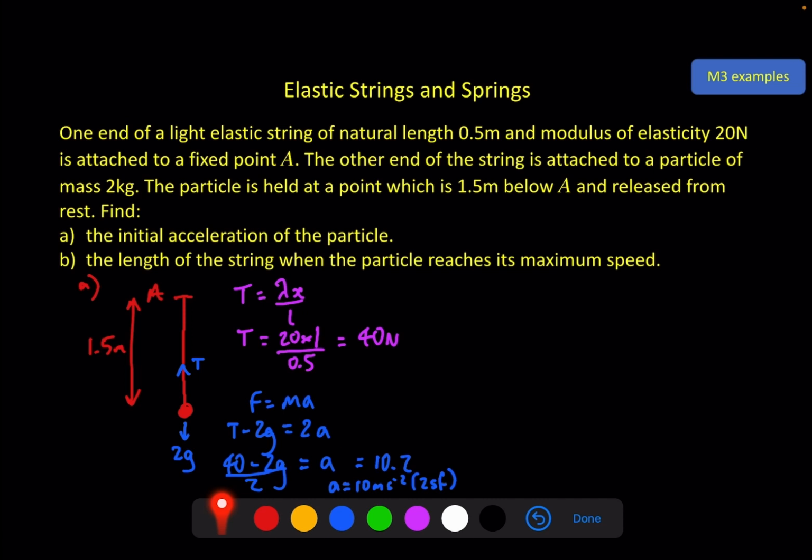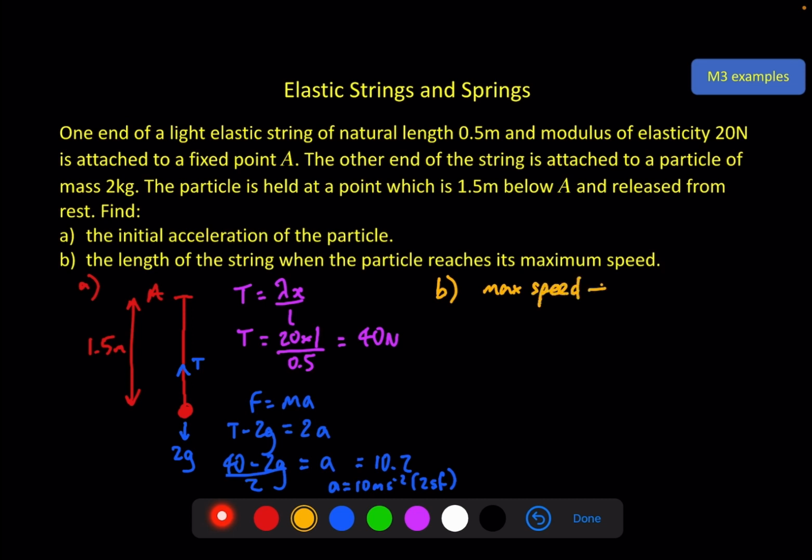It will have a downwards acceleration, which means it will already be slowing down. The maximum speed is when the acceleration is 0. The acceleration is 0 when the two forces are balanced, when T is equal to 2g. And that will happen at some point where it's slightly stretched, and that's the whole point of the question. We need to know, when does that happen in terms of distance.